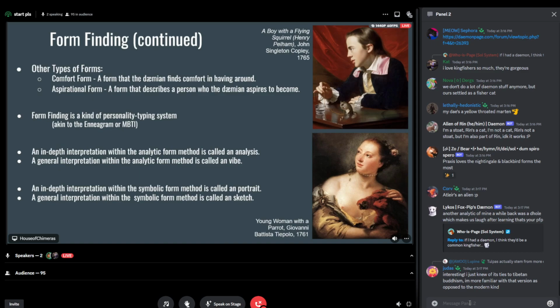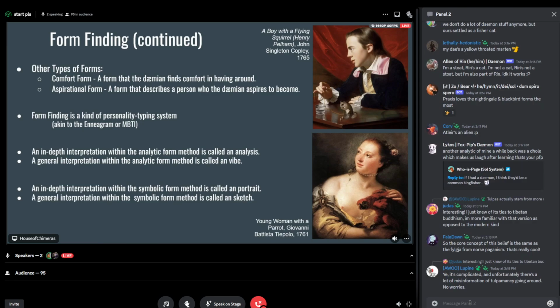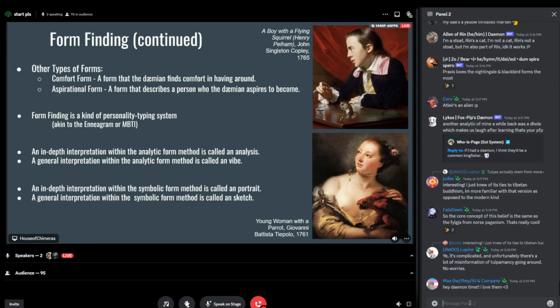What style of form finding a person uses or doesn't is totally personal. Some people only care about one form-finding style or another, while some people search for forms using more than one method. To reiterate, a dæmon doesn't have to take on a settled form, even once one is found. If they do or they do not, and why, is completely unique for every dæmon-dæmian pair.